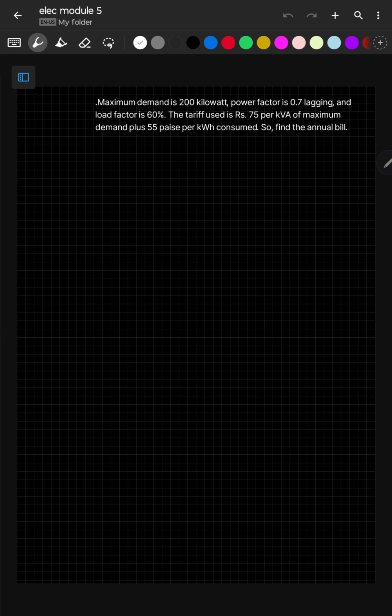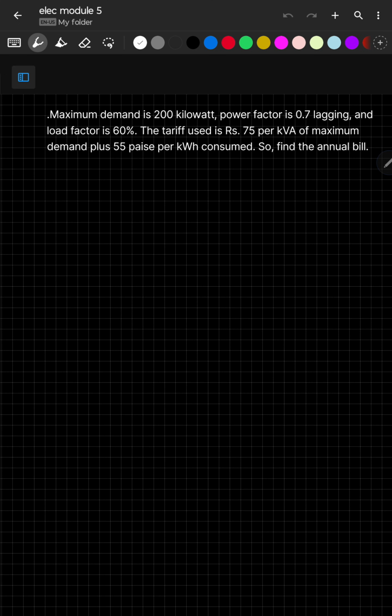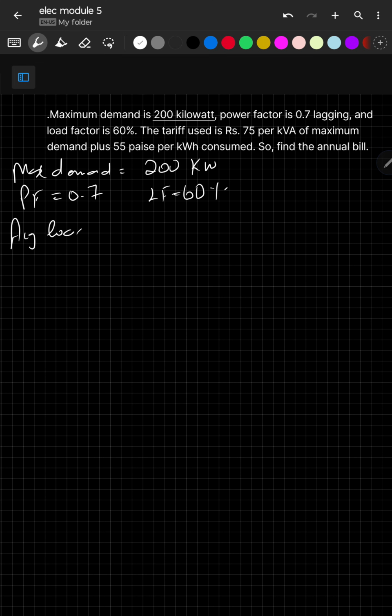Let's do one more question. Okay. This question also is similar type. Maximum demand is 200 kilowatt. Power factor is 0.7 lagging. Load factor is 60%. Okay, now let's first try to find the average load, which is in kilowatt. That is equal to maximum demand into load factor 0.6. What will we get? 120.